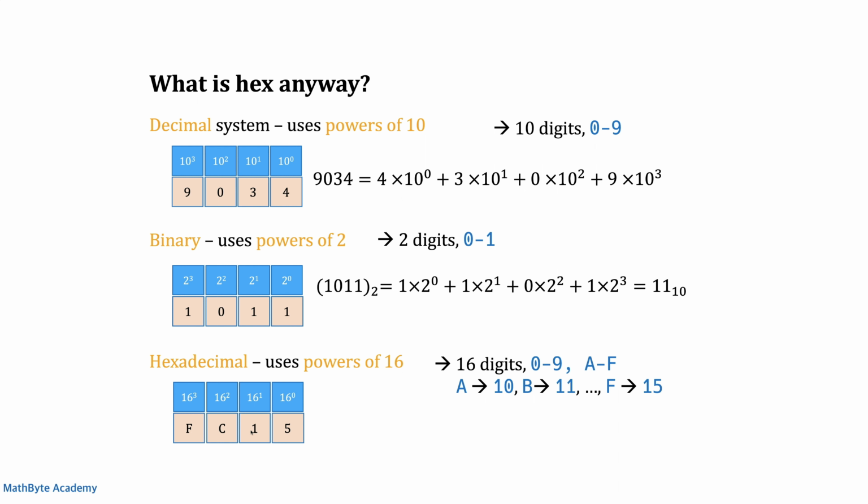If we look at this hex number, FC15, remember that F and C are now valid digits in hexadecimal. So we have 5 times 16 to the 0, which is 5 times 1, plus 1 times 16, plus C, which is 12, so 12 times 16 squared, plus F, which is 15, so 15 times 16 cubed. We end up with 64533 in base 10. So the hex number FC15 is the decimal number 64533. That's the difference between all those numbering systems.